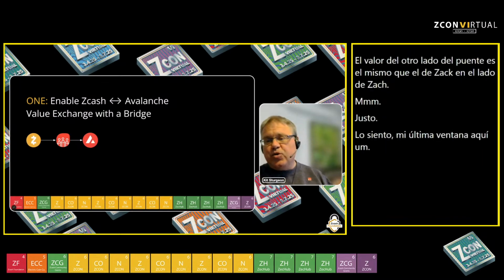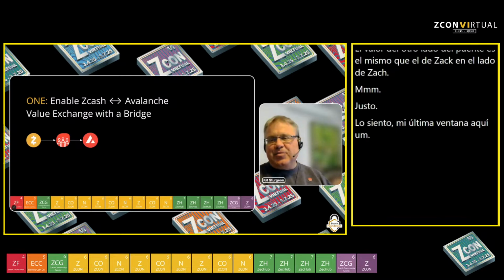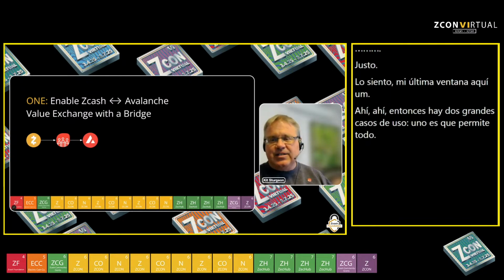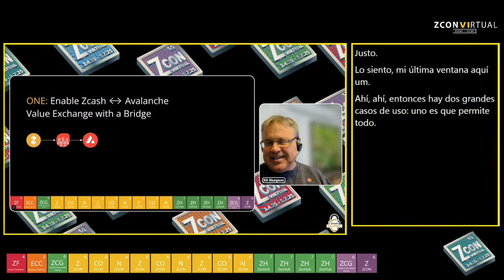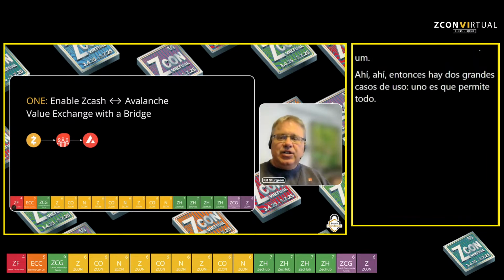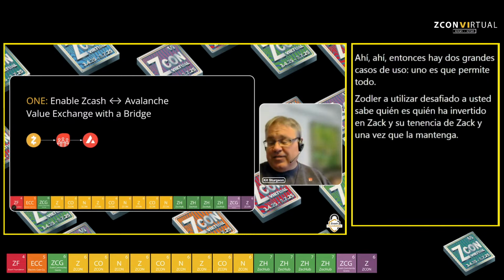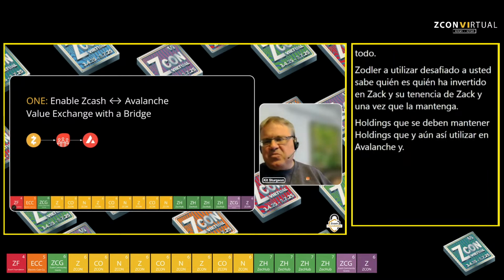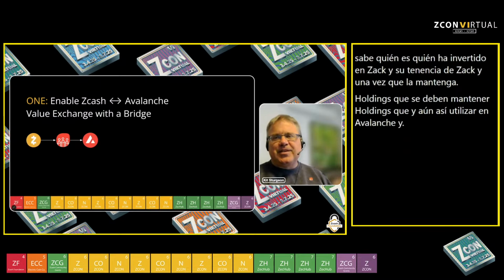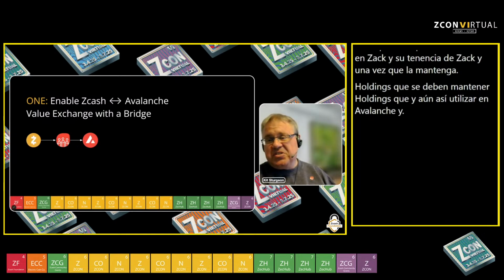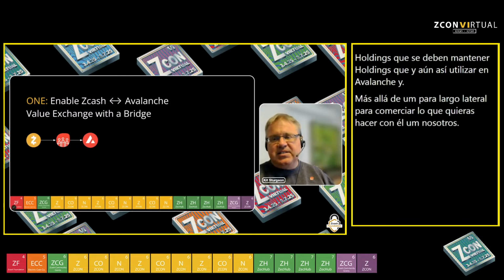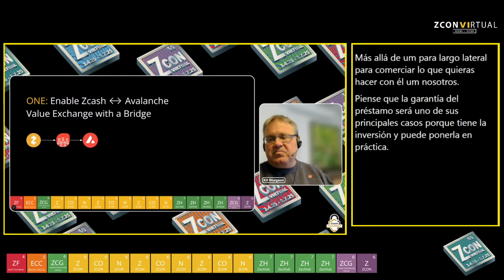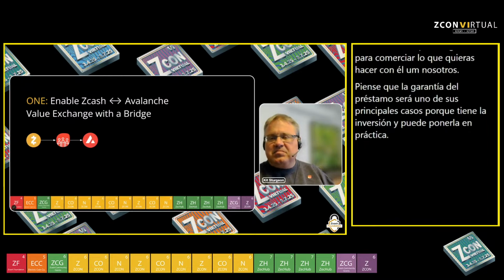So there are two big use cases. One is it enables every ZODLer who's invested in ZEC and is holding ZEC and wants to keep holding ZEC, and yet use that ZEC in DeFi on Avalanche and beyond, for loan collateral, to trade, whatever you want to do with it. We think loan collateral will be one of the major use cases because you have this investment and you can put it up as collateral in a DeFi platform, and then get out USDC and buy something.